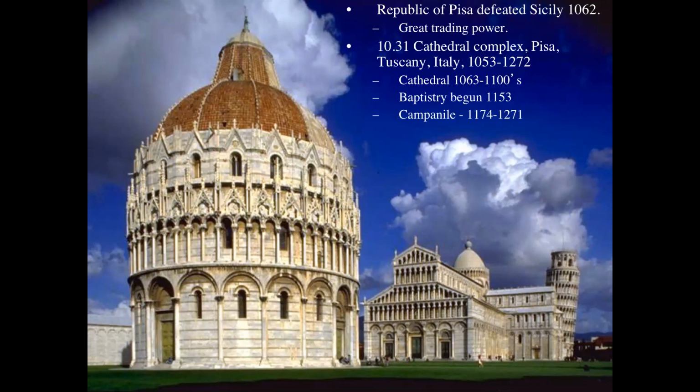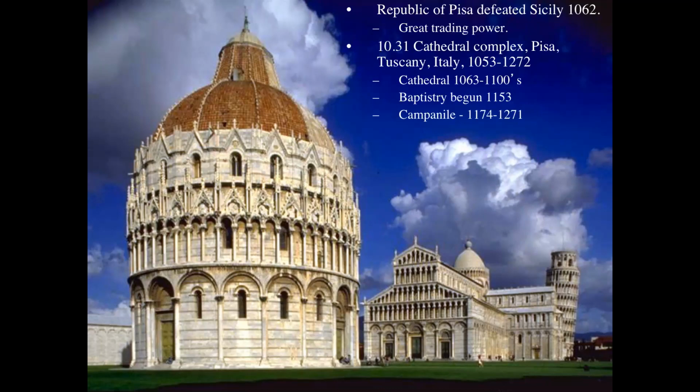So the Republic of Pisa is one of these republics, defeated Sicily, which was a kingdom, in 1062. And what they were fighting about is what they're always fighting about at this time, and it's trade in the Mediterranean. Remember in the Islamic lectures, in the Romanesque lecture, I talked about the Crusades. That was the same idea, trying to get control of Mediterranean trade and become a middleman, which is a very relatively easy and high-paying type of thing to do.